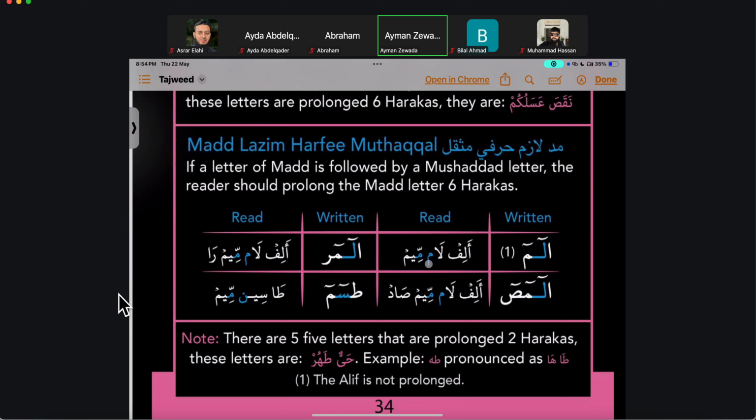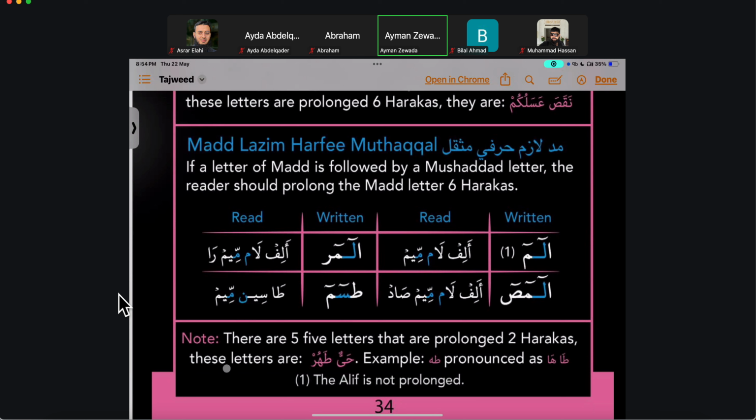Remember, these two meems are going to be connected with each other. They're the same thing. Because of that shadda, our lam, as in the word lam, is going to have a mad of 6 harakats. For example, over here, because we have a shadda on the meem, and because this one is ikhfa, then the ya of sin is going to be prolonged 6 harakats.